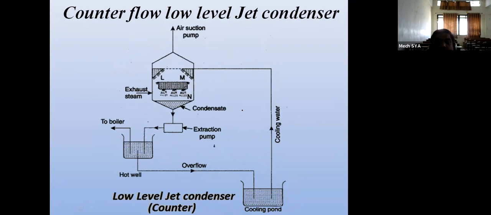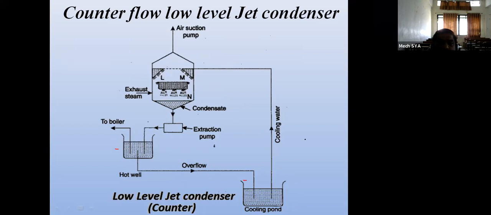Okay. So another type of condenser is also the same, but it is the counter flow low level jet condenser. Now, why is it called counter flow? Because everything here is the same. The hot well is there, the cooling pond or river is there, the overflow pipe is there, and the condenser suction pump is there. Only the condenser vessel differs.